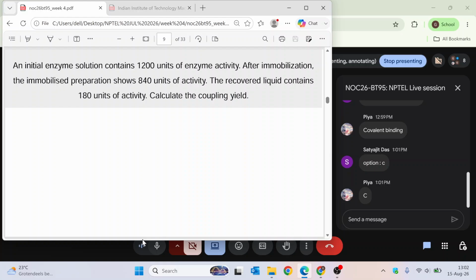Okay, we'll start with some easy problems and then go on solving problems of different concepts that we saw in immobilization. The first one is: an initial enzyme solution contains 1200 units of enzyme activity. After immobilization, the immobilized preparation shows 840 units of activity. The recovered liquid contains 180 units of activity. Calculate the coupling yield. The very first formula you might have seen in this topic.